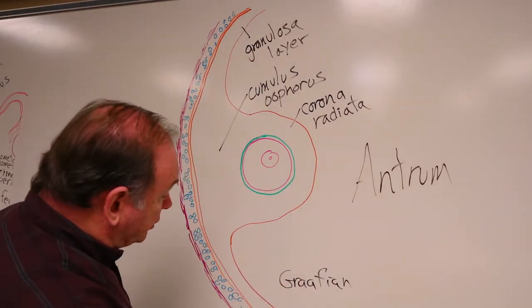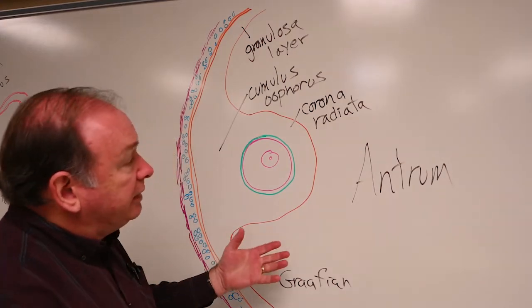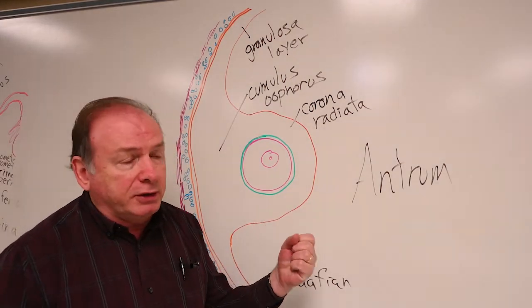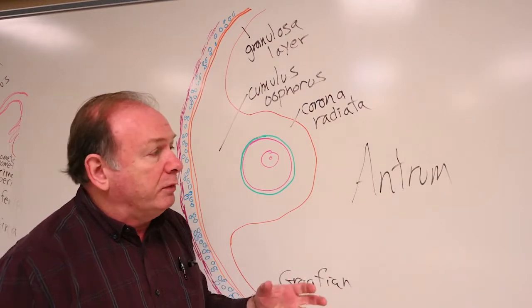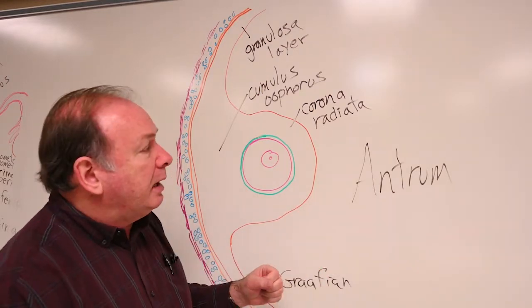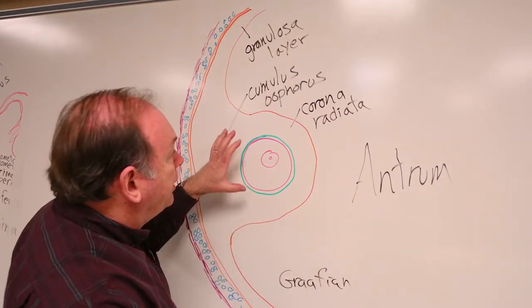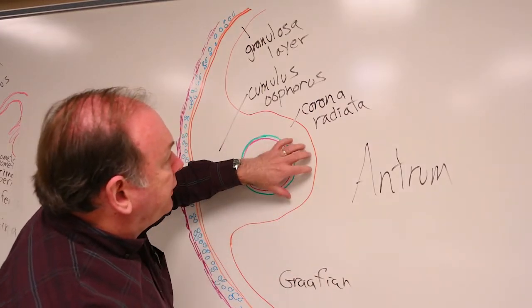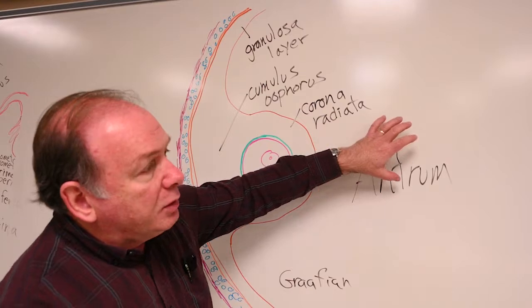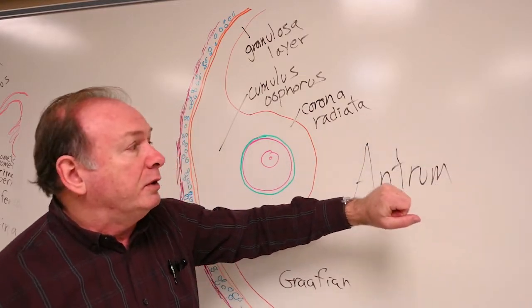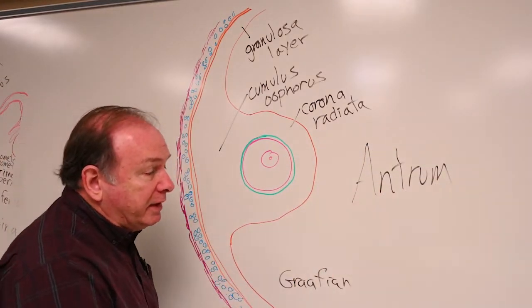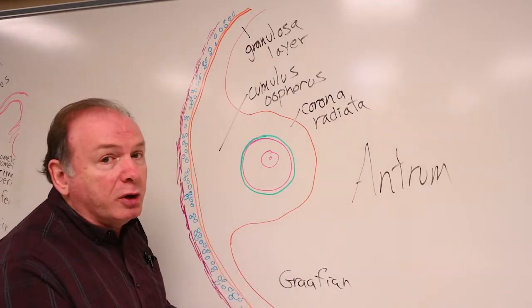This is a very large structure at this stage. It's easily visible, forms a little blister essentially on the surface of the ovary, a little bump out there, and eventually this will break open. When it breaks open, the oocyte with its corona radiata cells will move out of the ovary and be in the body cavity where it can be swept into the oviduct.